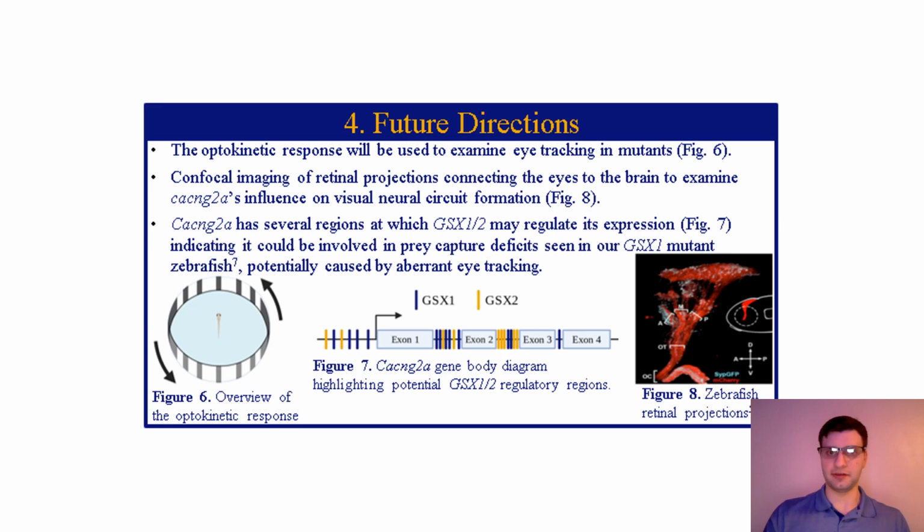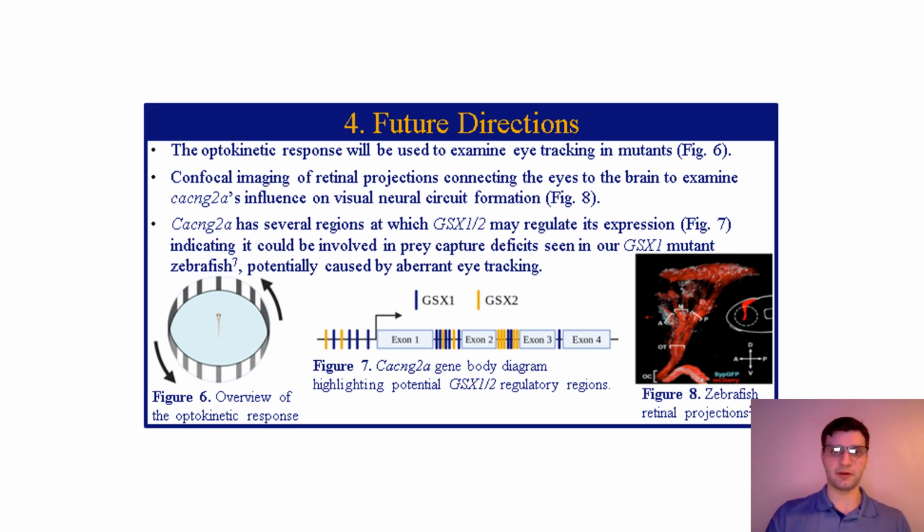After generating our CACNG2A mutants, we're currently planning on measuring the optokinetic response, a test of reflexive eye tracking, where this gradient of lines rotates around the fish, and video of the fish's eye movements tracking the gradient can provide data on smooth pursuit and saccadic eye movements. We also plan on confocal imaging of retinal ganglion cell axons connecting the eyes to the brain to examine potential changes in the visual neural circuitry caused by this mutation.